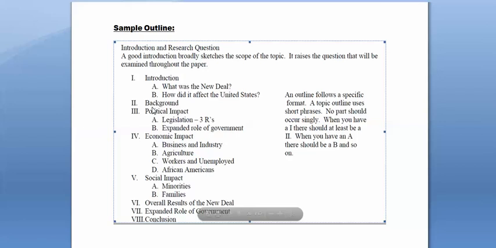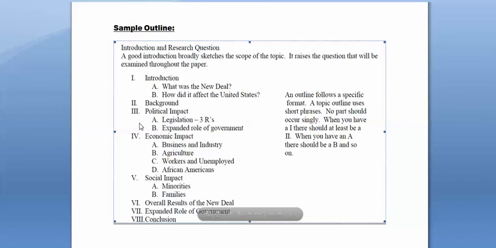The New Deal was legislation, or a bunch of laws put into place by Roosevelt during the Great Depression, that was a plan to get the country's economy back on track. So the background might be talking about the economic collapse that led to the necessity of the New Deal and how it came to be.